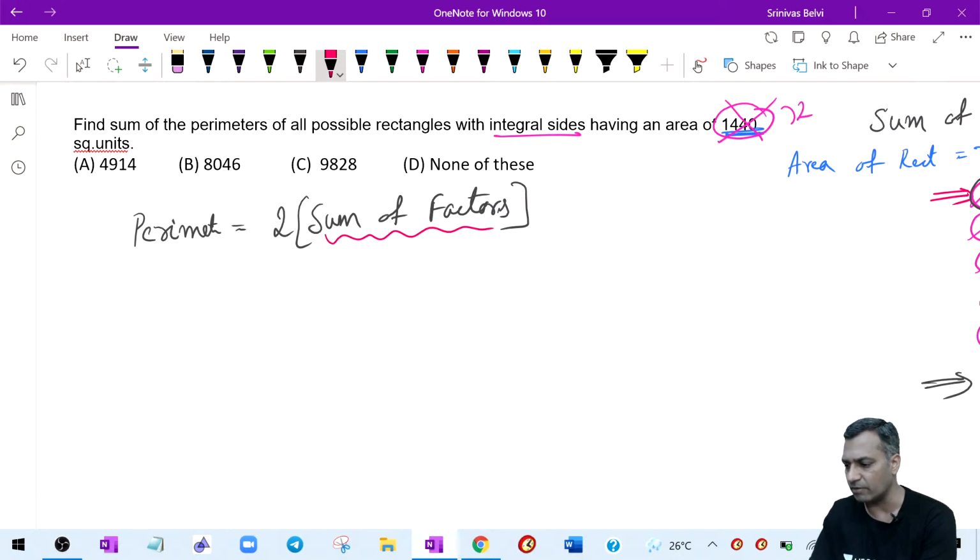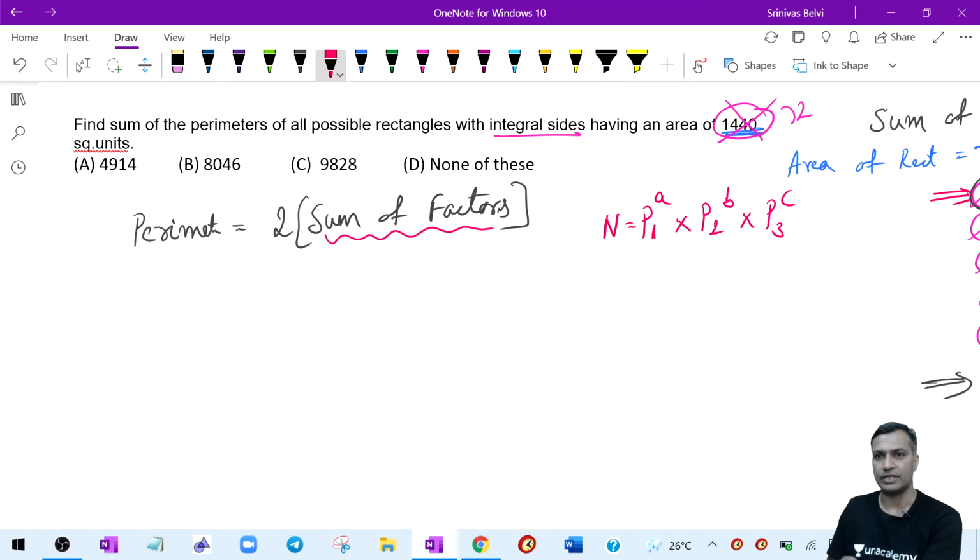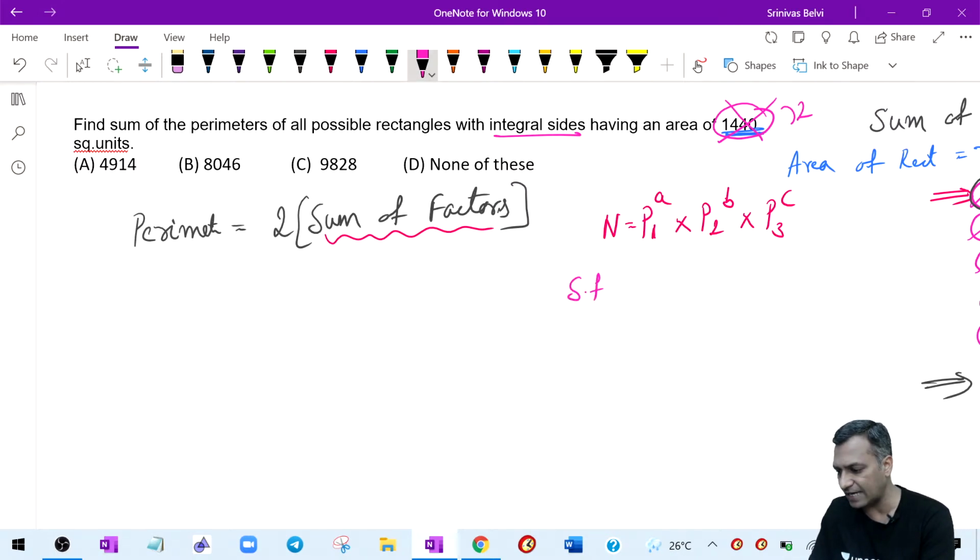Right, how do I find the sum of the factors? If there is a number written as prime 1 raised to power a, prime 2 raised to power b, and prime 3 raised to power c, how do you do this? Therefore, the sum of the factors of the number is technically the sum of the terms in a GP.